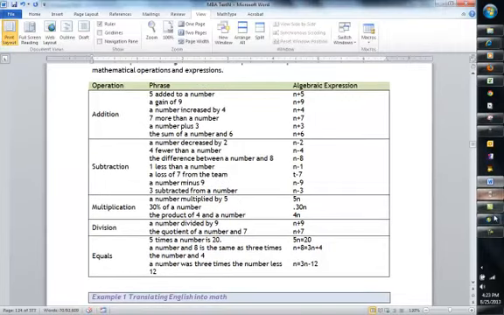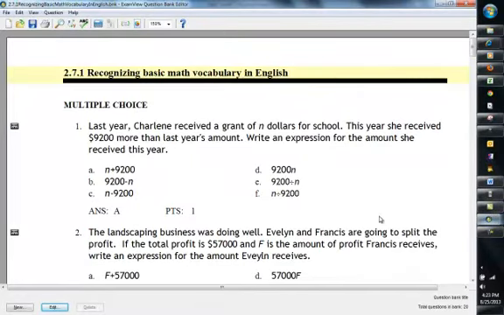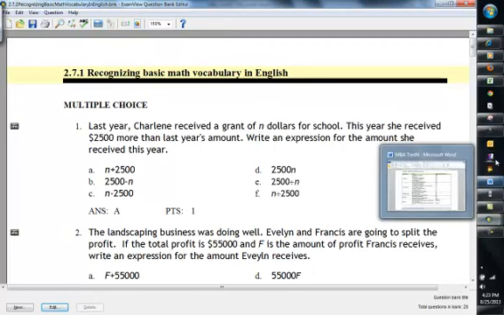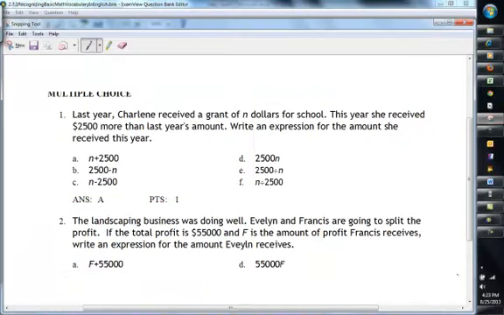Let's look at our first section here, math vocabulary. Charlene received a grant for N dollars. This year she received $2,500 more than, so you see the more than there. Write it down, more than, so that's N plus 2,500.